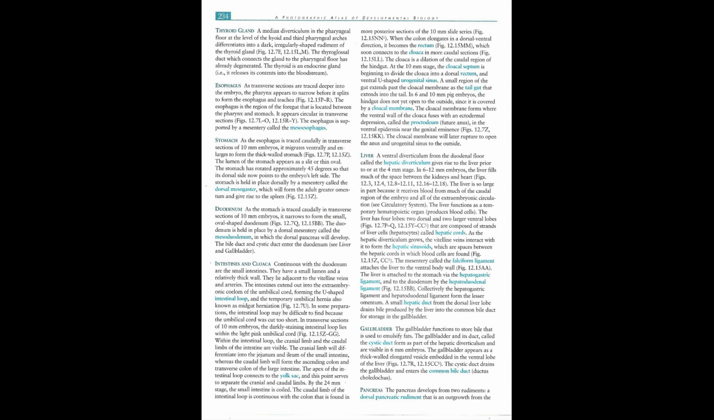In transverse sections of 10 mm embryos, the darkly staining intestinal loop lies within the light pink umbilical cord, Fig 12.15 GG. Within the intestinal loop, the cranial limb and the caudal limb of the intestine are visible. The cranial limb will differentiate into the jejunum and ileum of the small intestine, whereas the caudal limb will form the ascending colon and transverse colon of the large intestine. The apex of the intestinal loop connects to the yolk sac, and this point serves to separate the cranial and caudal limbs. By the 24 mm stage, the small intestine is coiled.